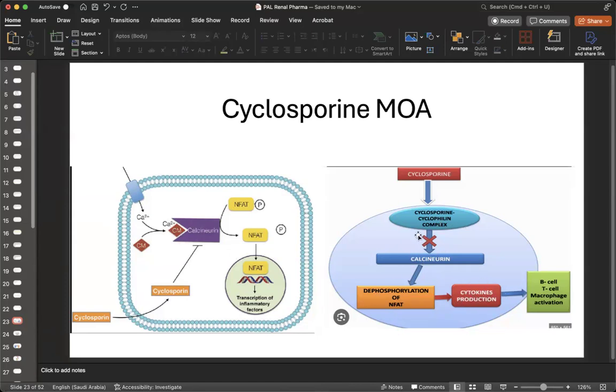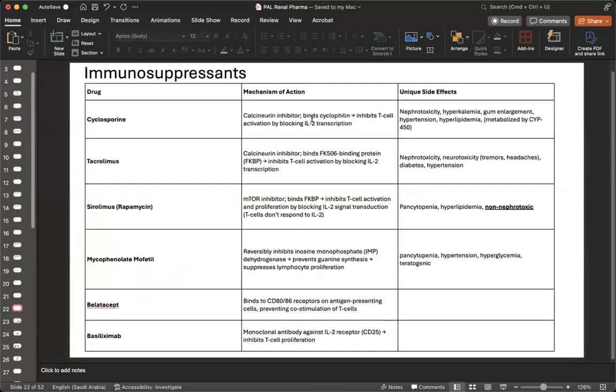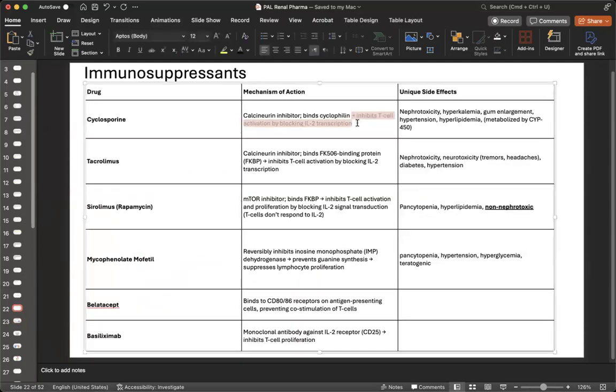Cytokine production. So cyclosporin is going to bind to this, and it's going to prevent this from activating. Let's go back so we can read. Calcineurin inhibitor binds cyclophilin, inhibits T cell activation. Inhibits T cell activation by how? By blocking IL-2 transcription.